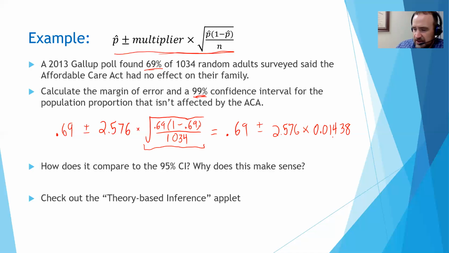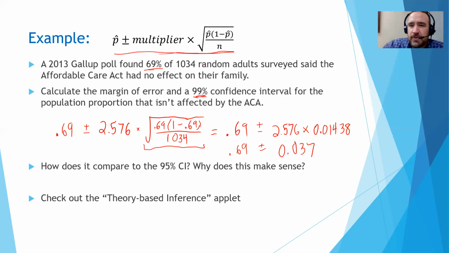You could round slightly differently, but 0.01438. Now I'm going to go ahead and multiply by the 2.576, and my margin of error here is 0.037. I'm going to go ahead and round to that. So you can see this is actually really close to what we got with the simulation-based approach. When we have a large sample like this with plenty of successes and plenty of failures, they should lead us to pretty much the same result.